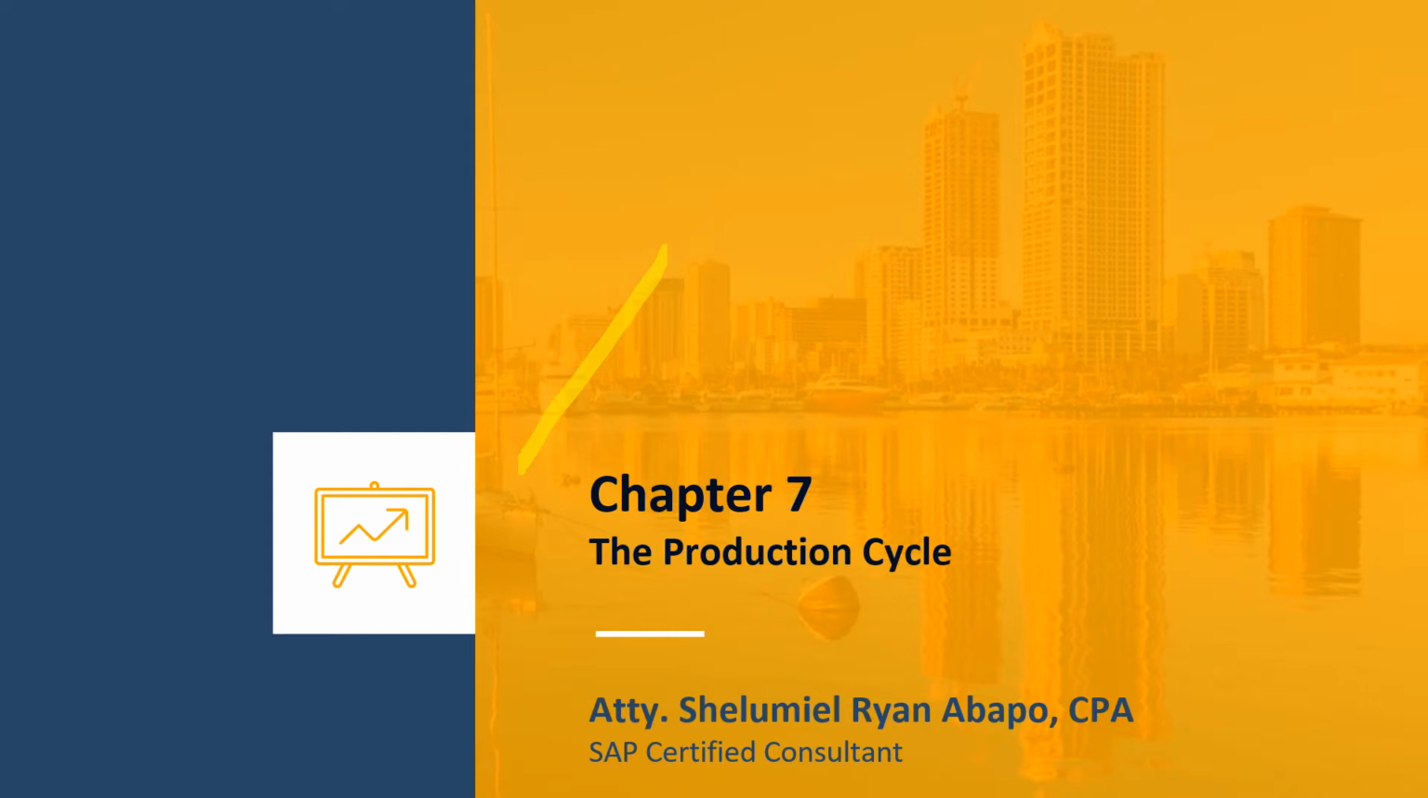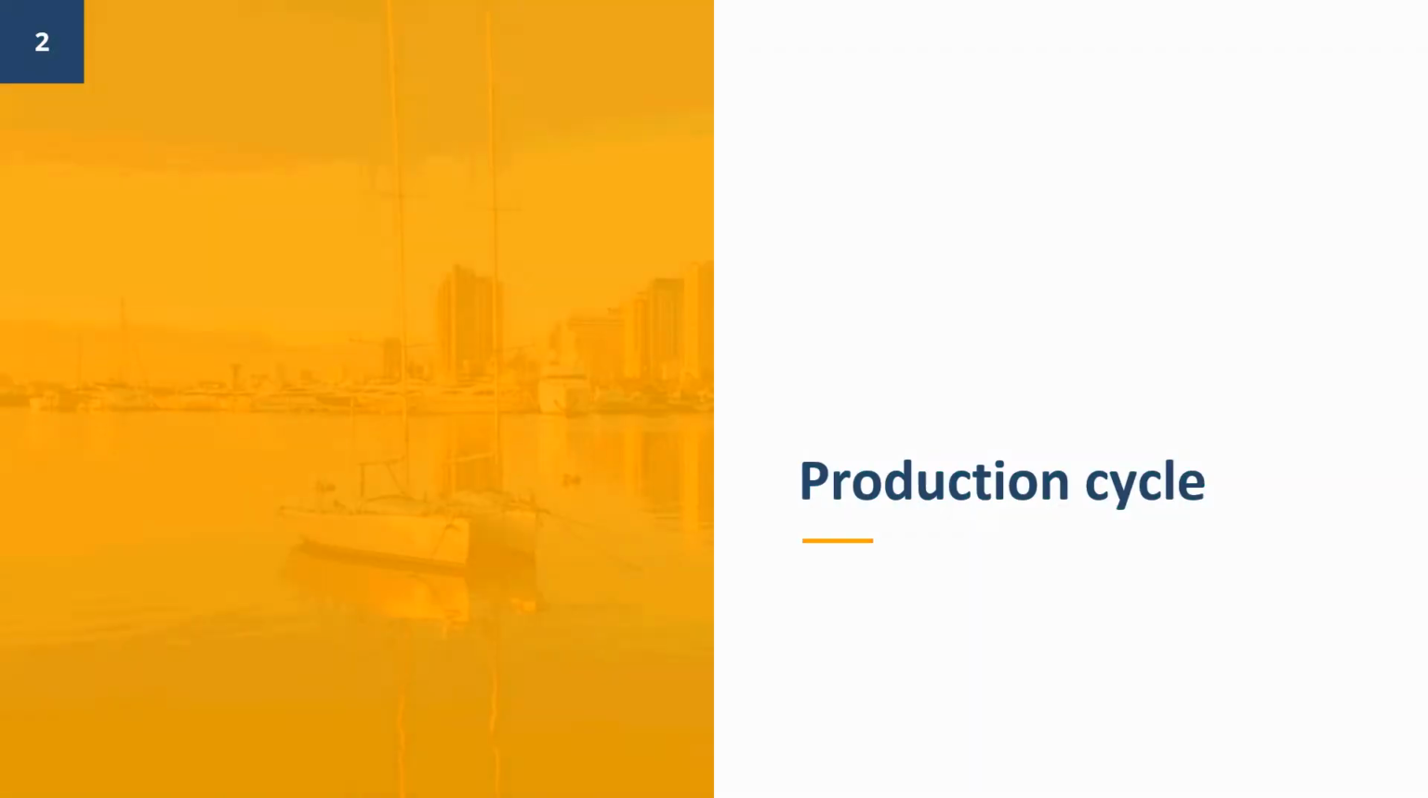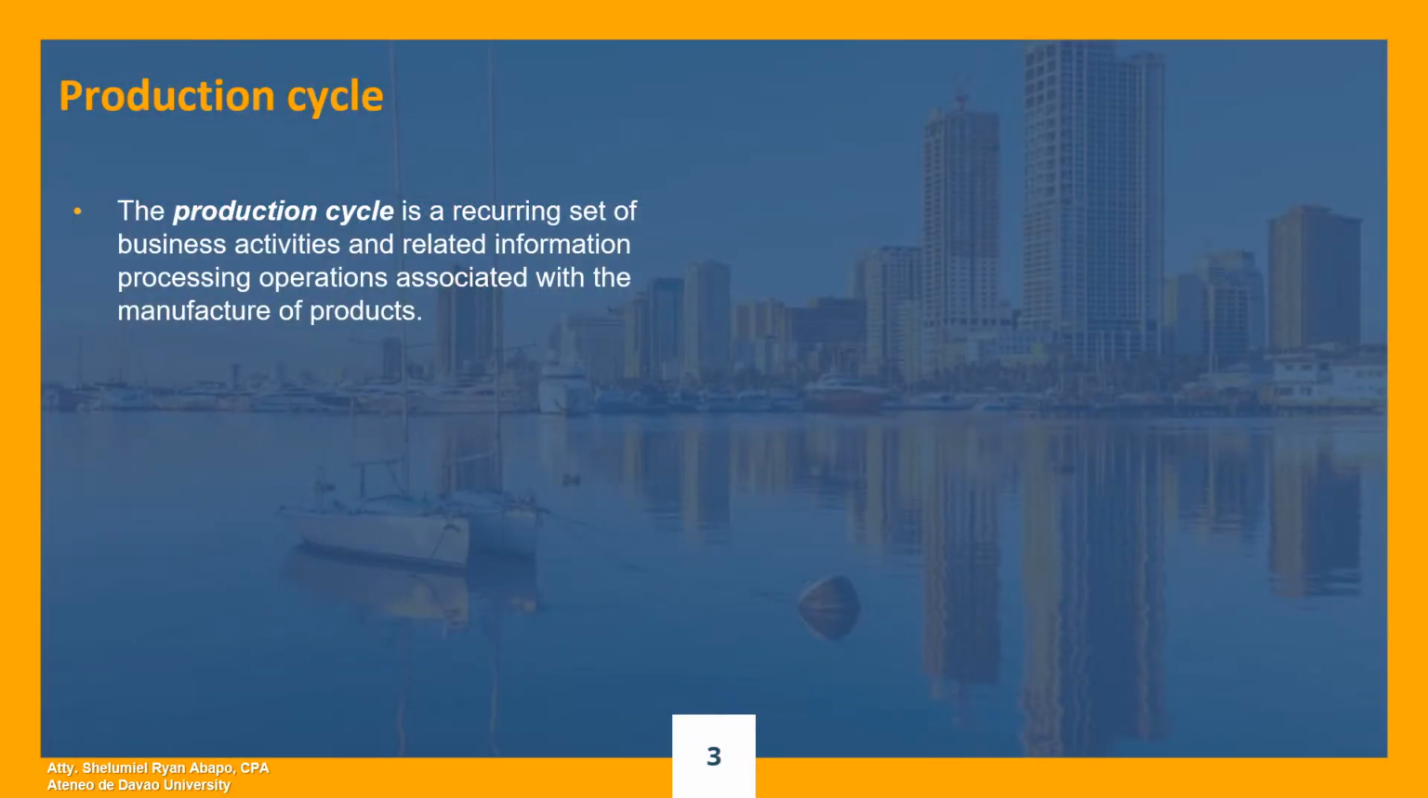Now, the production cycle is defined as a recurring set of business activities and related information processing operations associated with the manufacture of products. Okay? So, again, this is a set of business activities. It encompasses all activities that refer to the manufacture of products.